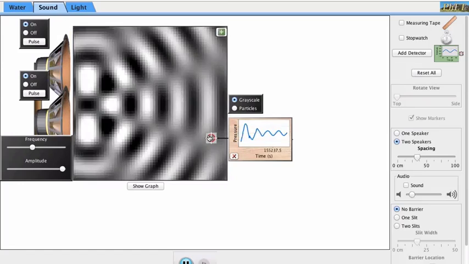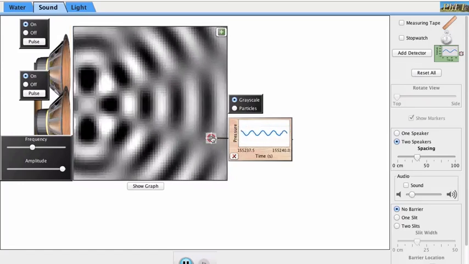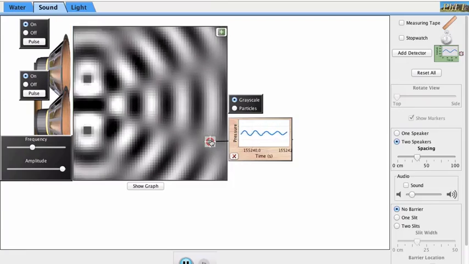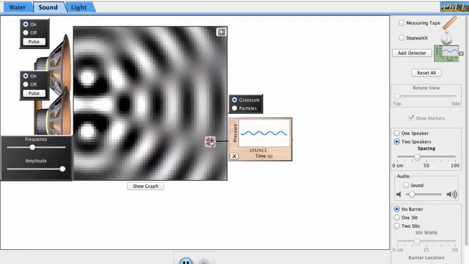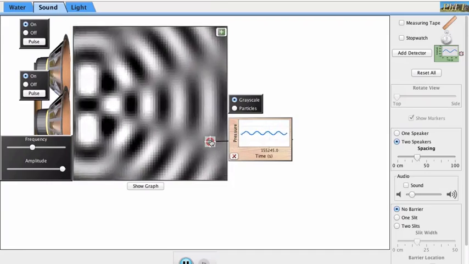Now, the reason that this is possible is because waves can subtract from each other. When these 2 waves propagate, it turns out they essentially don't interact with each other at all.